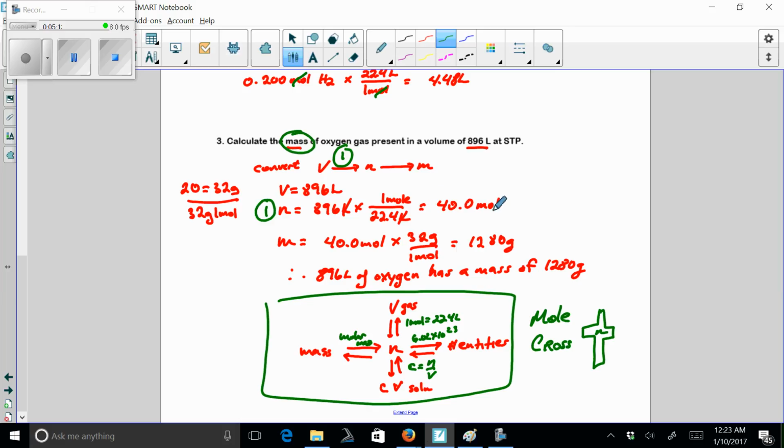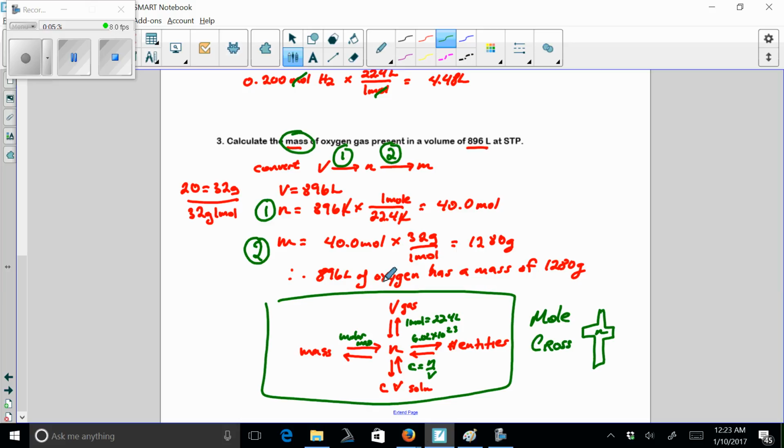So I got 40 moles of this oxygen, and I'm going to use my molar mass to figure out how much mass I have, how many grams. This is the second part of the question. Again, 40 moles times 32 grams in every mole gives me 1,280 grams. So basically, 896 liters of oxygen has a mass of 1280 grams.